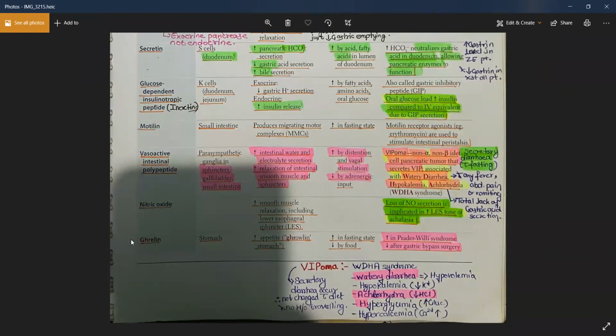Then finally, the ghrelin, we have discussed that already. Whenever you have an empty stomach, the ghrelin will be increased. And on which center of the brain will it act?